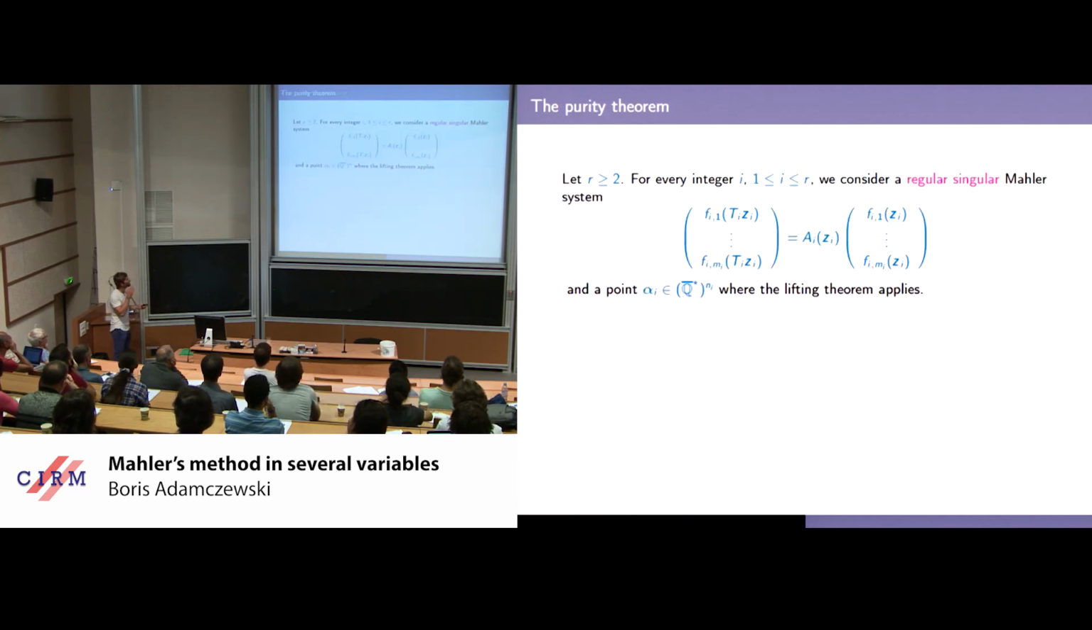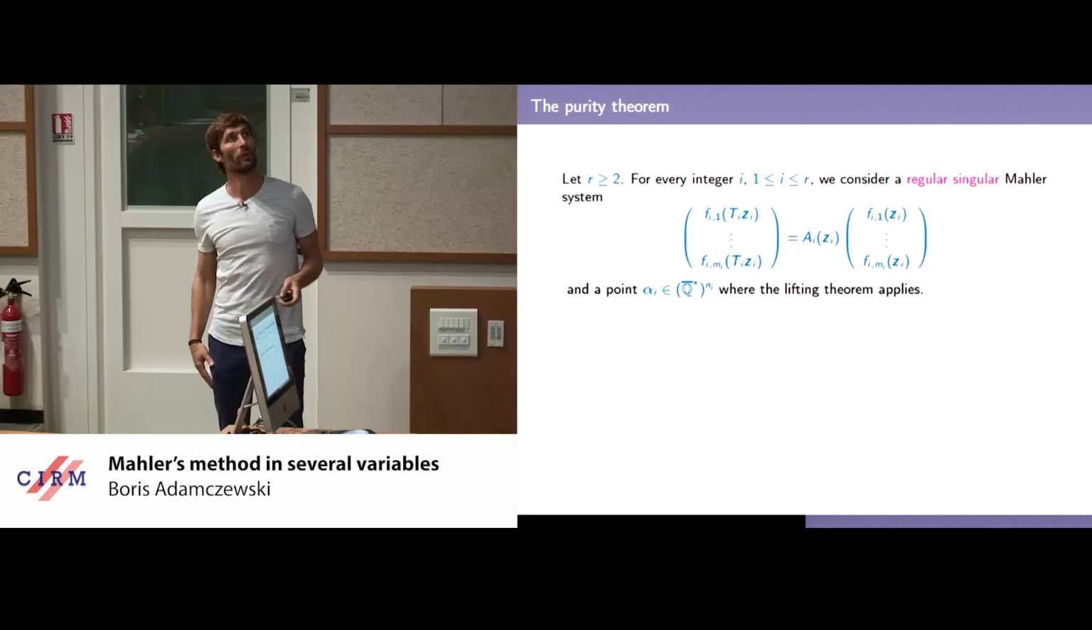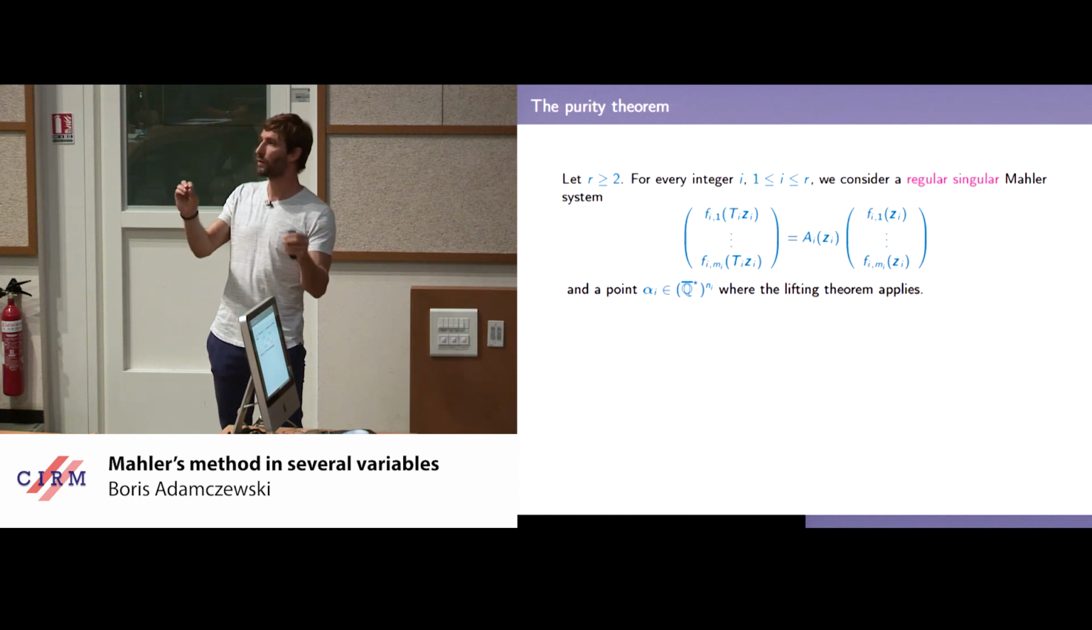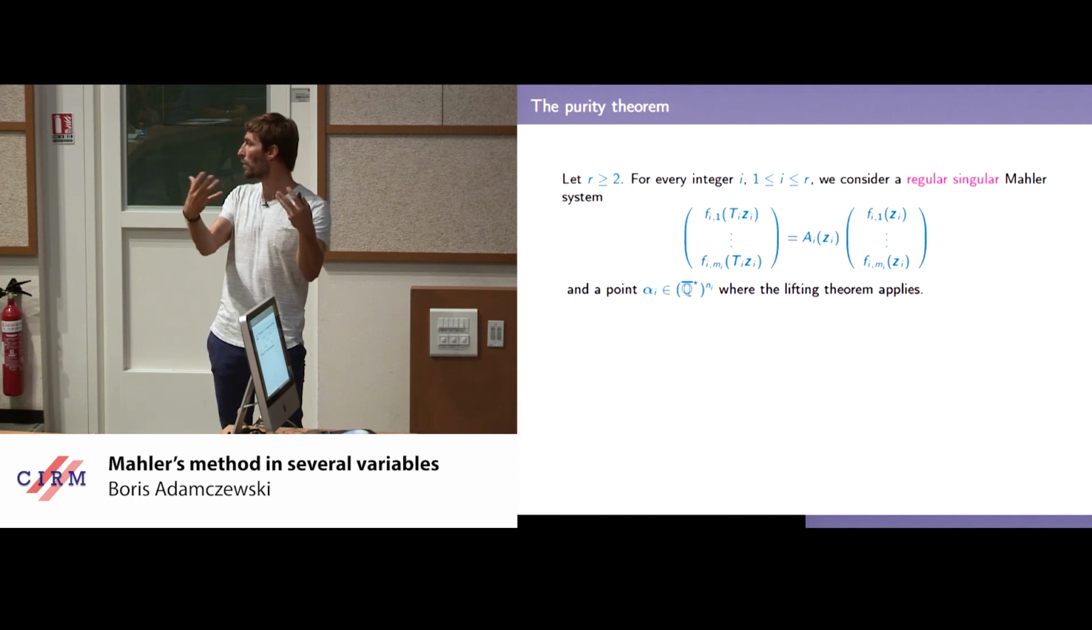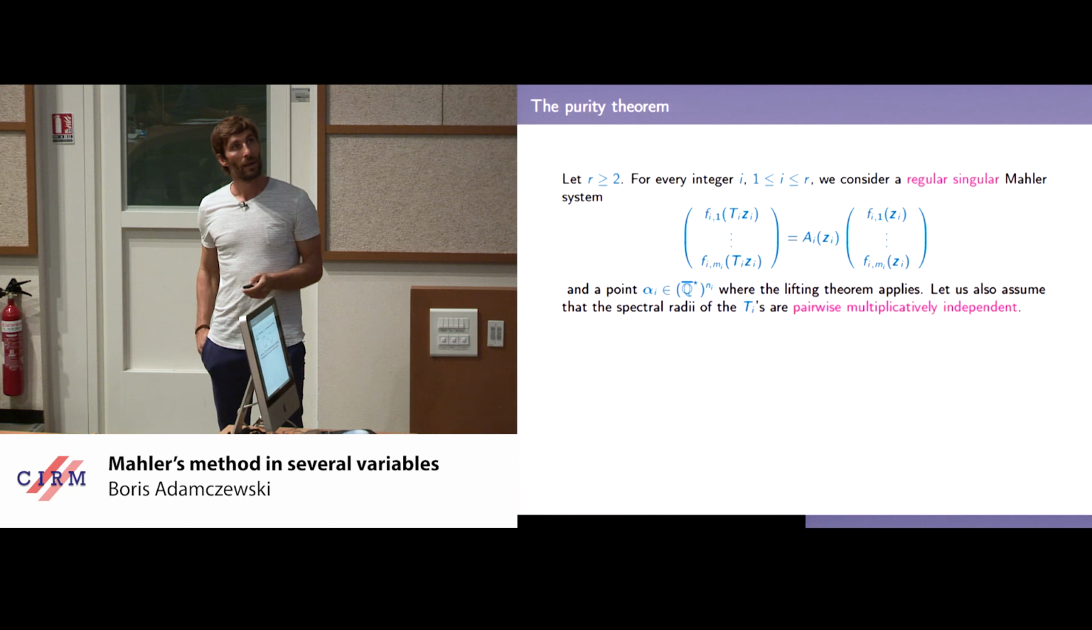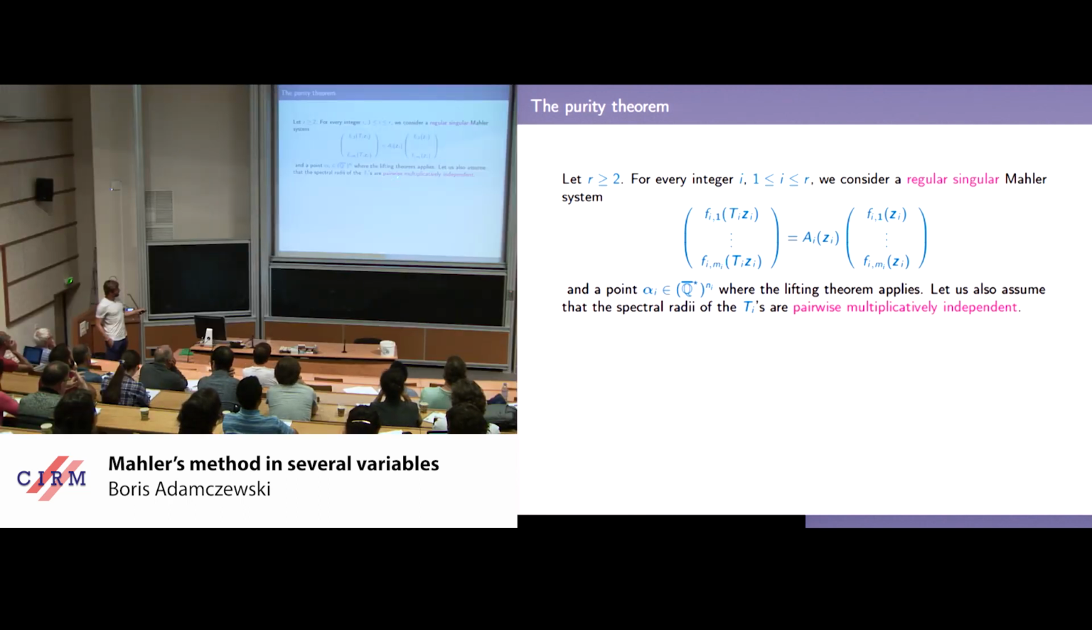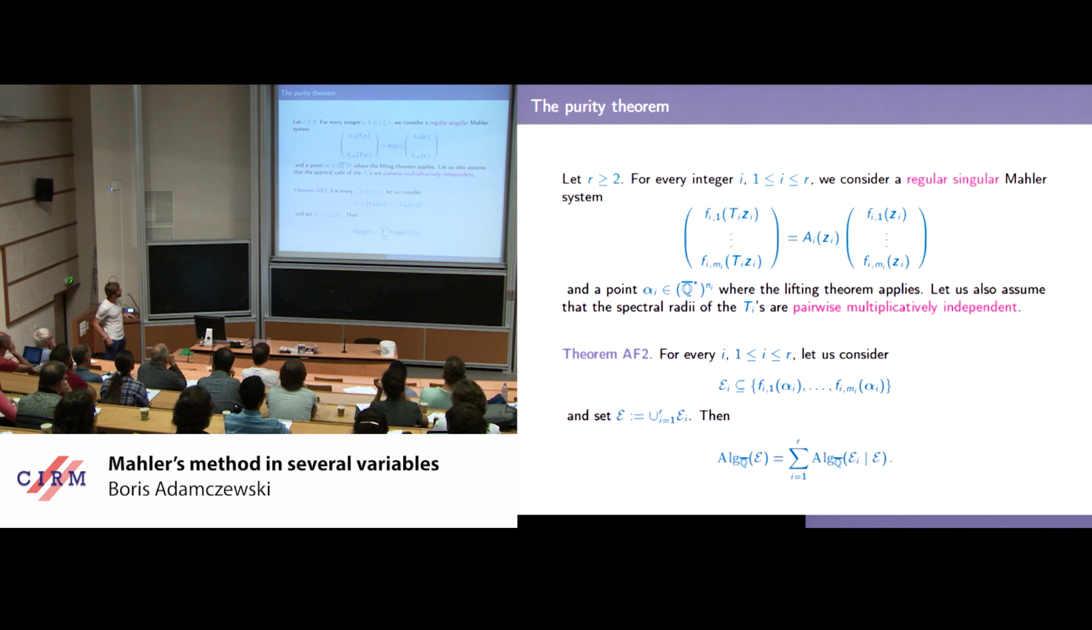And so the second statement we get is the following one. So I will end on this slide. Now you can pick several Mahler systems in several variables, and we just assume that they are regular singular, and for each system we choose different points such that the lifting theorem applies. So our first theorem can be applied, and then if the transformations are sufficiently independent, which means that their spectral radii are multiplicatively independent, we have the following result.